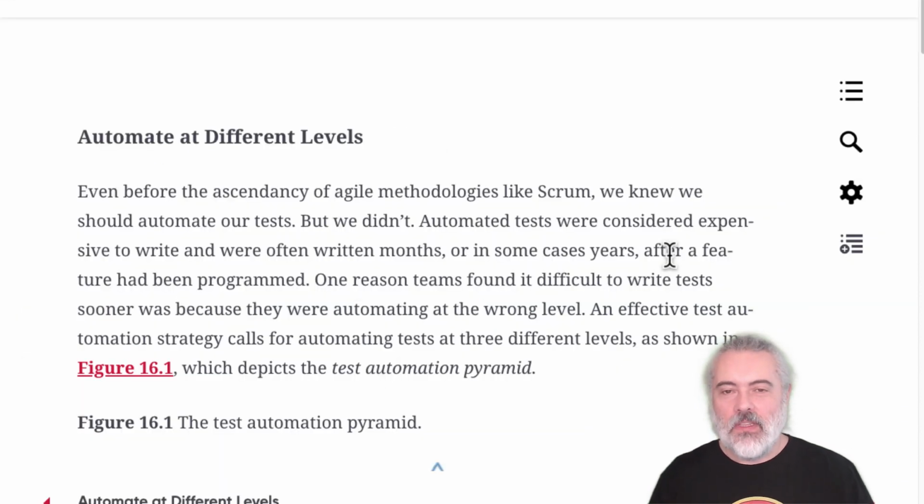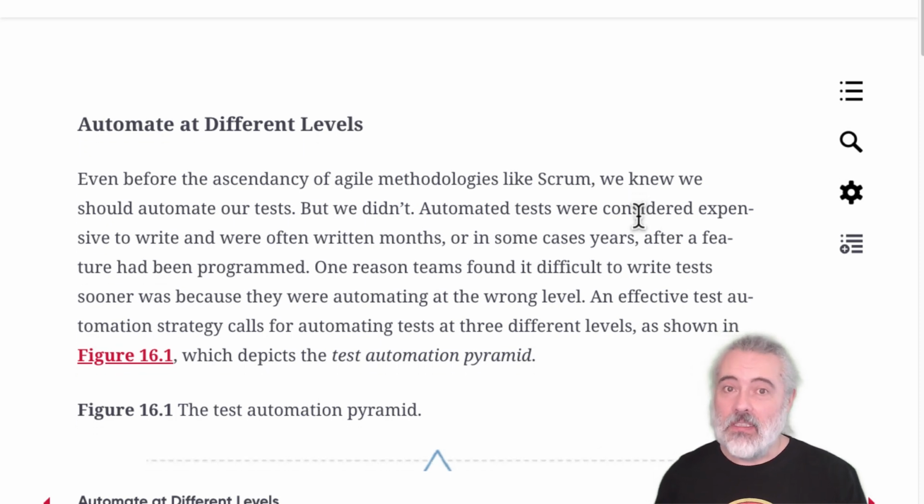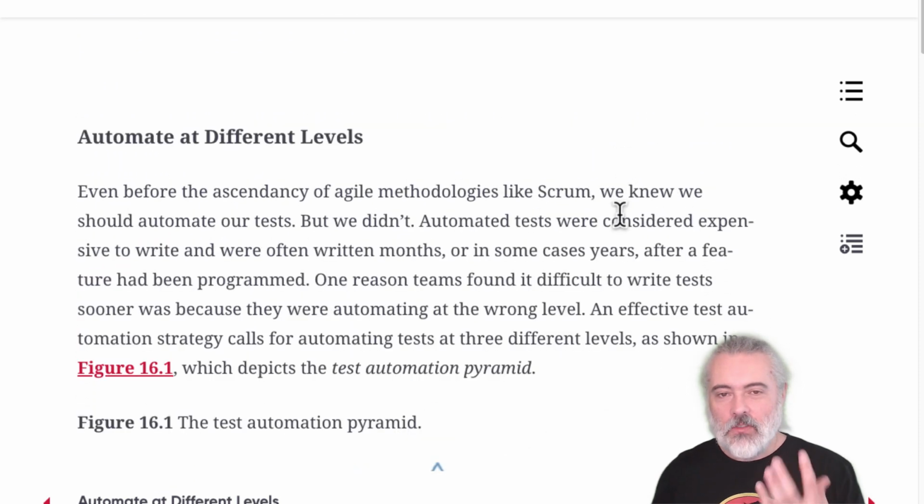I don't believe that Mike Cohn even intended his model to take off like this. I think it was a kind of throwaway diagram to make a point, a very simple point, in his book. This is in chapter 16. It's not the core of his book, and it's not even the core of this chapter. He's basically got a title that says automate at different levels. That's an important thing to do, and it really depends how you define levels.